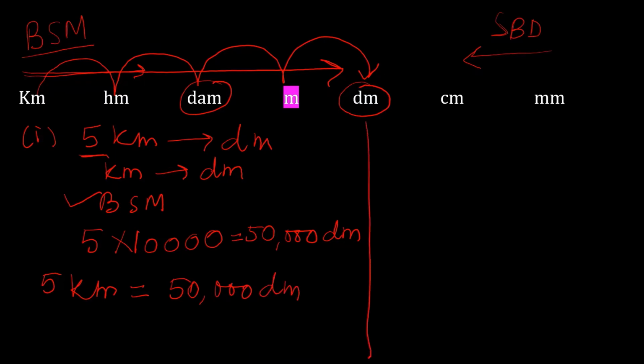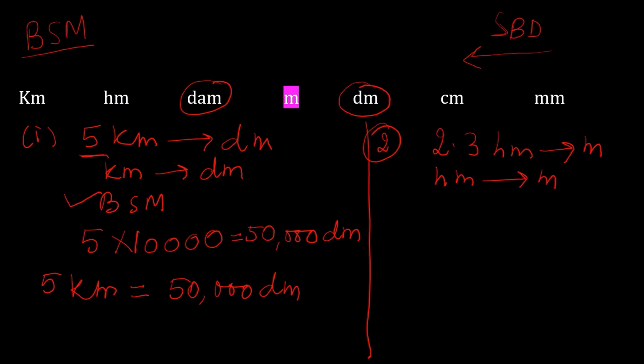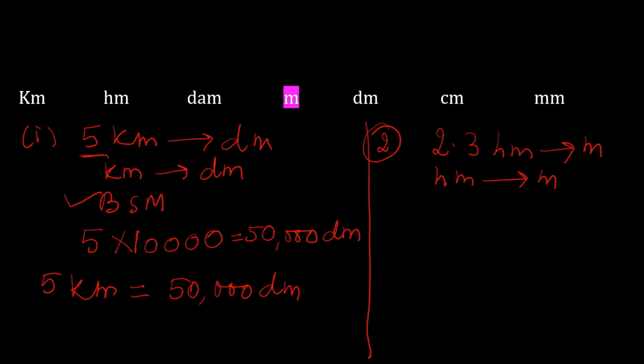Okay, so let me take one more example here. Now we are going to convert 2.3 hectometer. We have to convert hectometer into meter. So hectometer to meter. Hectometer is a bigger unit. You can see all 7 units are written there. Hectometer to meter. So big to small. So big to small we have to multiply.